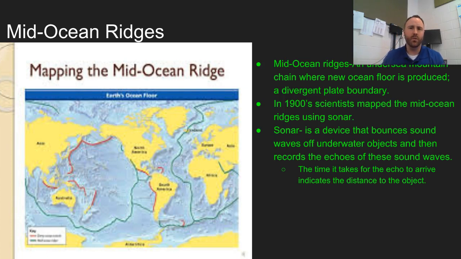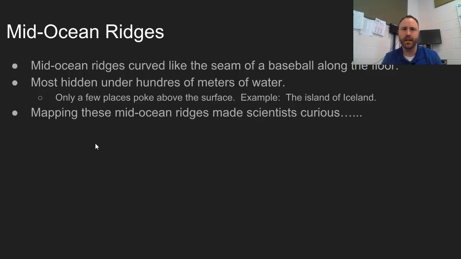Through this process, they were able to figure out that there are a bunch of shallow areas and a bunch of deep areas, and it helped to map out mid-ocean ridges. If you've ever held a baseball before, mid-ocean ridges are very similar to the seams of the baseball, with the ocean floor being the ball. The seams on the baseball are going to be the mid-ocean ridges.